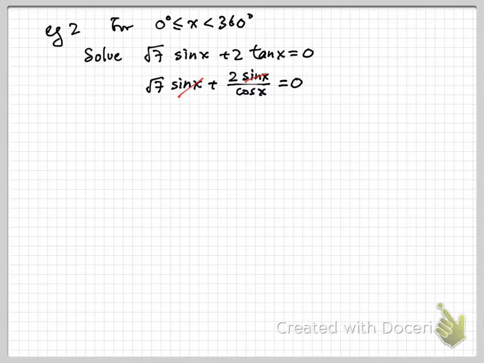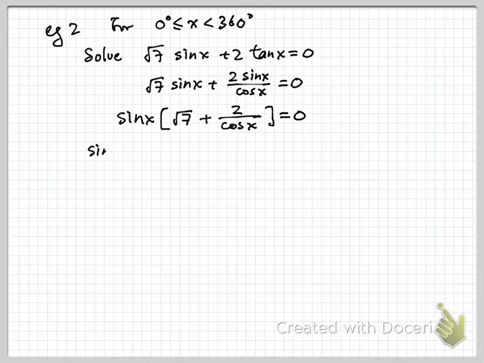If there's one thing you need to learn from this video in this part, it is not to cancel the sine x, but rather take sine x as a common factor. So what is left behind is root 7 plus 2 over cosine x equals 0. So you have 2 possibilities. Either sine x is 0 or the other factor is 0, which means that cosine x is minus 2 over root 7.